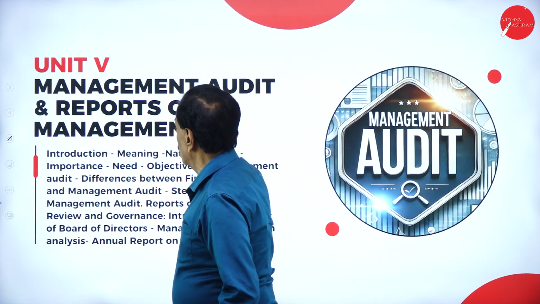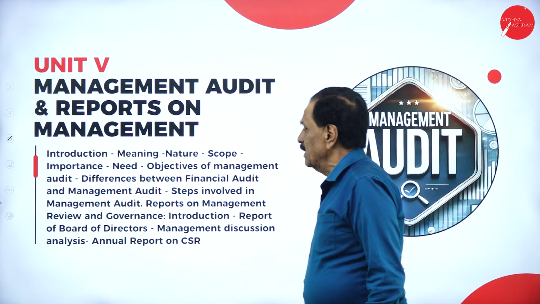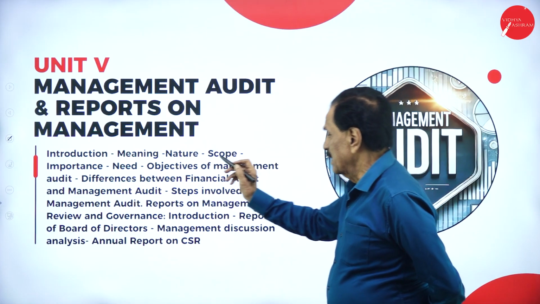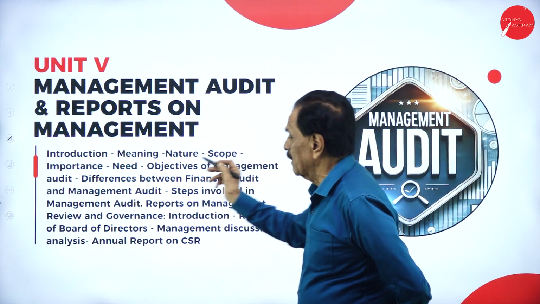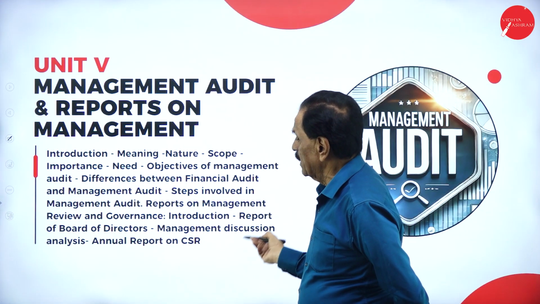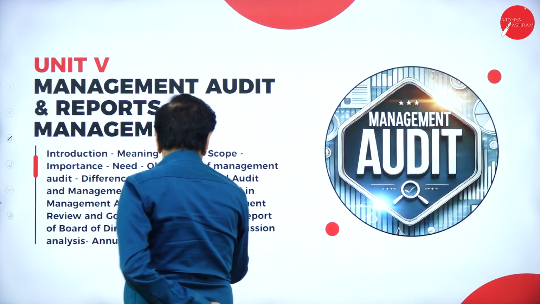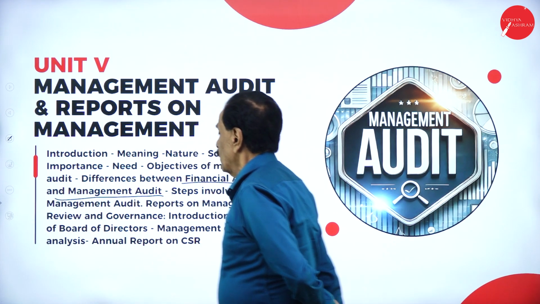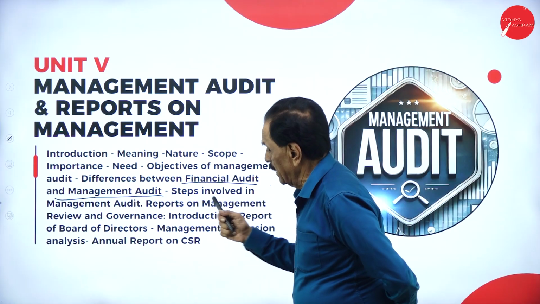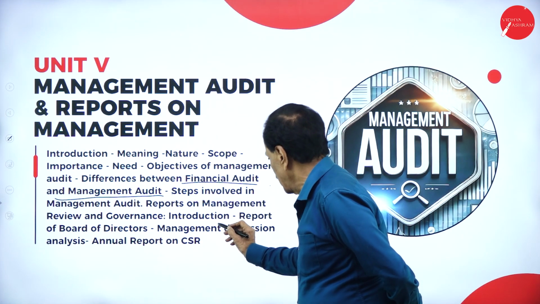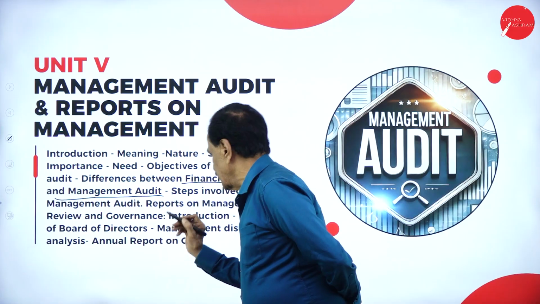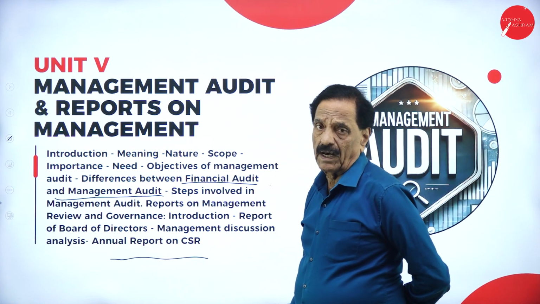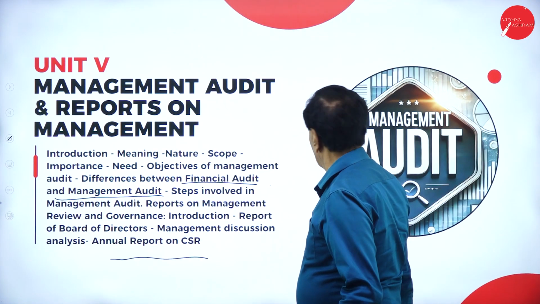Management audit and reports on management: introduction, meaning, nature, scope, importance, need, objectives of management audit, difference between financial audit and management audit. This will come. Steps involved in management audit, reports on management, review and governance, introduction, reports of board of directors, management discussion and analysis, annual reports on CSR. So these are very important chapters which we are having.